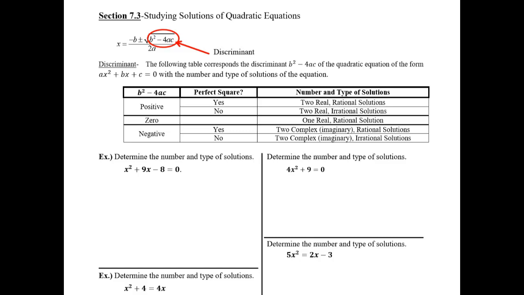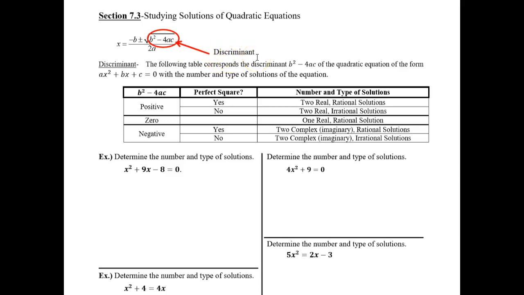In this video, we're going to talk about the types and numbers of solutions to quadratic equations. We can actually learn a lot from the discriminant of the quadratic formula. So here we have the quadratic formula, negative b plus or minus the square root of b squared minus 4ac, all divided by 2a. The piece underneath the radical, that b squared minus 4ac, is what we call the discriminant.